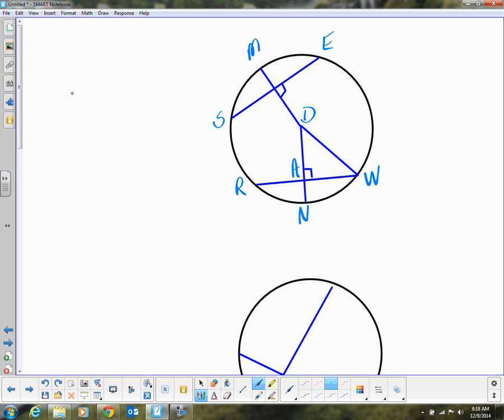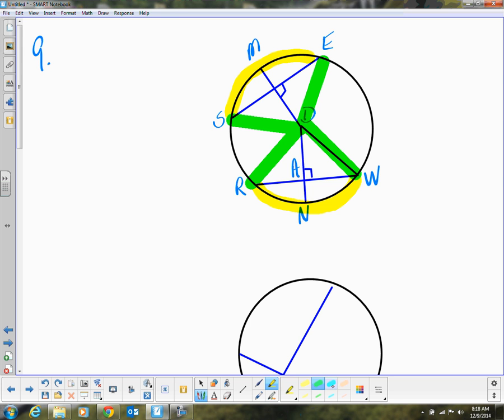So this is number 9. All right, let's look at the directions, though. It says the measure of arc SE, that's this arc, is equal to the measure of arc RW. If you have congruent arcs, what does that mean? You have congruent, what kind of angles? So you've got congruent central angles. What else do you have?